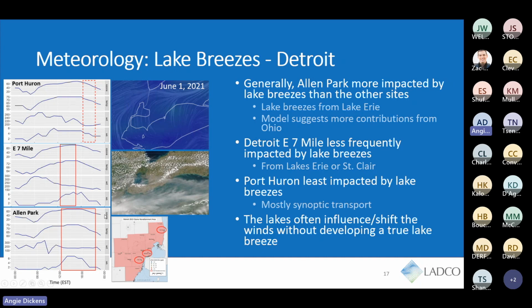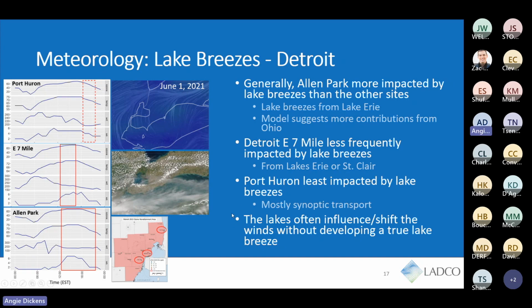And then if you look at the ozone, temperature, wind direction, and wind speed at the monitors, we had a lake breeze at Allen Park for a good long while, maybe 8 to 10 hours or so. We had a lake breeze for a shorter time period at East 7 Mile. And it looks like we actually did have a lake breeze at Port Huron, but it hit really late after ozone was already dropping, and so it didn't really affect the ozone at that site.